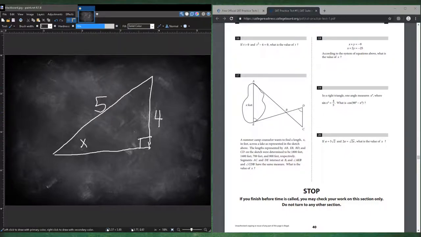A triangle's angle sum is always 180 degrees. Since the right triangle already has a 90 degree angle, that means the other angle has to be 90 minus x. Because 90 minus x plus x is 90, plus that right angle makes another 90, makes 180 in total. So what's cosine of 90 minus x? Cosine is adjacent over hypotenuse, and the adjacent is 4, and the hypotenuse is 5. So the answer is also 4 over 5. So for trig, just make a picture.